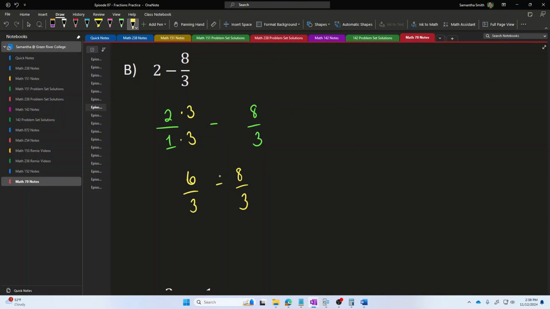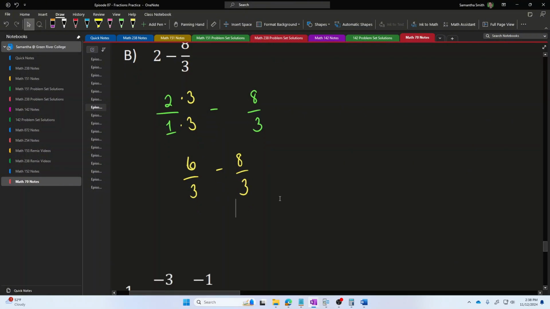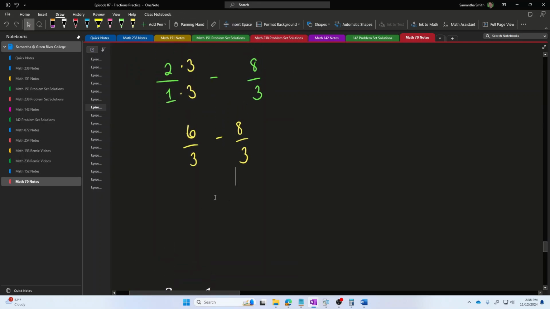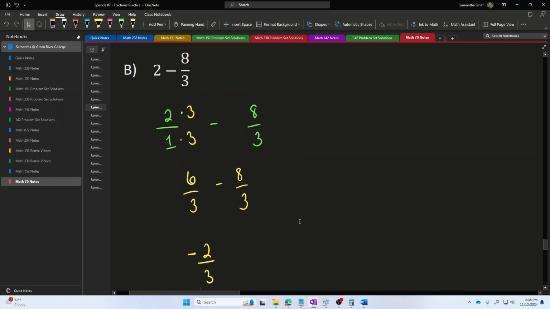Well, I don't have 8 pieces to begin with. I only have 6 pieces to begin with. So if I do 6 over 3 and I want to remove 8, I'm going to be left with a debt. I'm going to owe somebody. I'm going to have a negative answer, negative 2 over 3. So that debt there of I still owe you 2 slices, would be negative 2 over 3, the result of this subtraction.